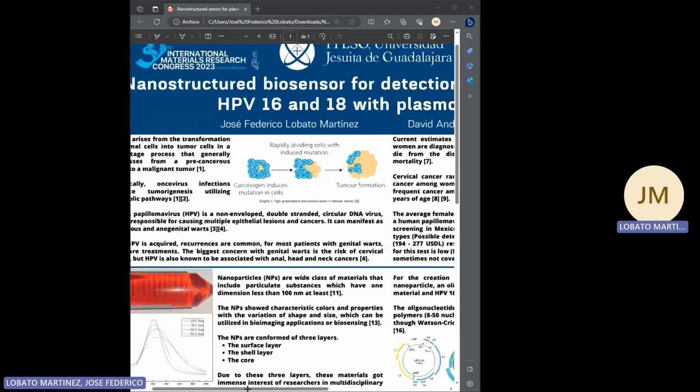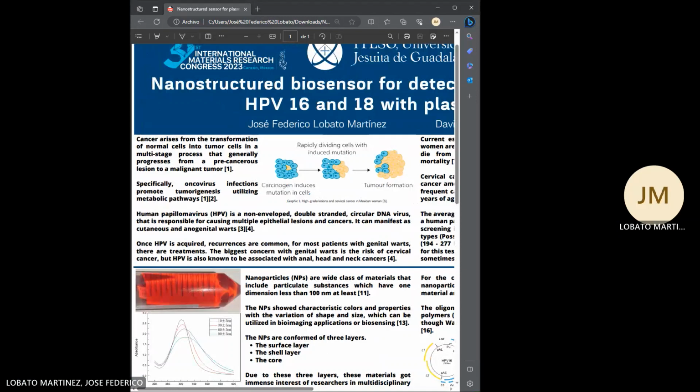Well, first we have a brief introduction. Cancer arises from the transformation of normal cells into tumor cells in a multi-stage process that generally progresses from a pre-cancer lesion to a malignant tumor. These changes are the result of the interaction between a person's genetic factors and other external agents like physical, chemical, and biological carcinogens. Biological carcinogens are infections from viruses, bacteria, or parasites. Specifically, oncovirus, which are the ones that we are attacking in this biosensor.